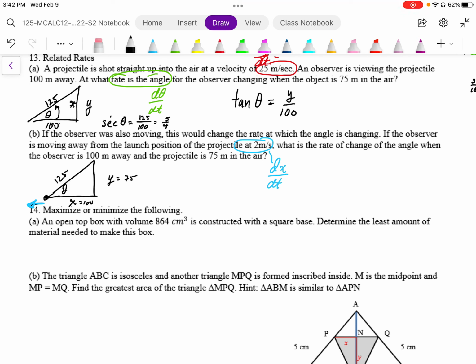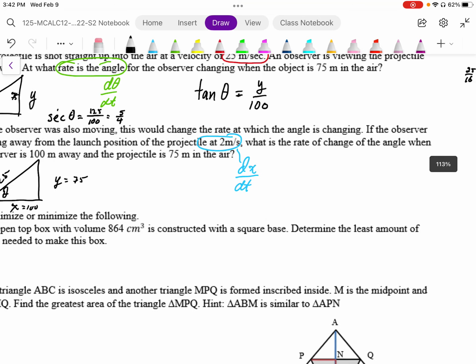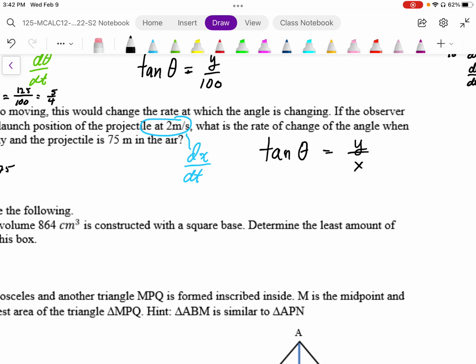Okay, so how does this change the problem? Well, now that denominator is not just fixed at 100, it now has some value of x. And although we know what x is, we can now differentiate that x expression because it will change. So I'm going to start with tan theta is equal to now y over x. When I differentiate this, I now have to differentiate this as a quotient. So I end up with secant squared theta times d theta by dt. That's what I'm solving for.